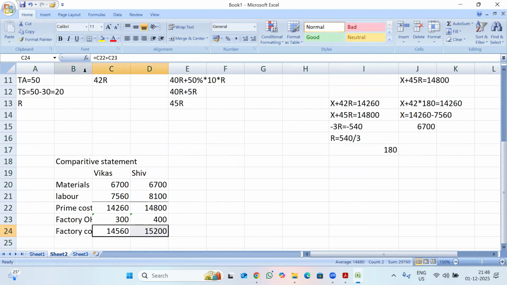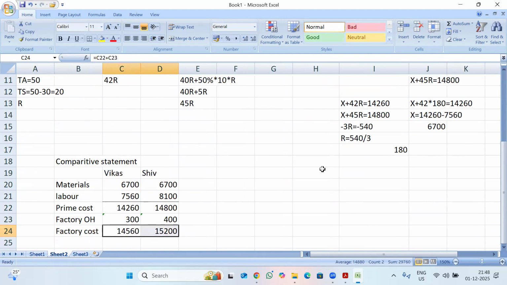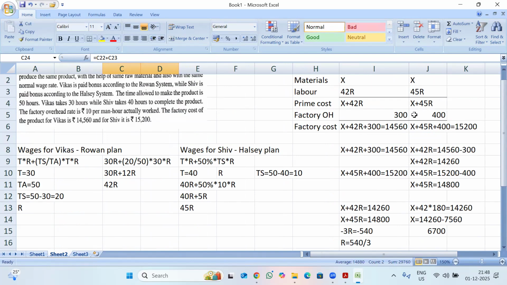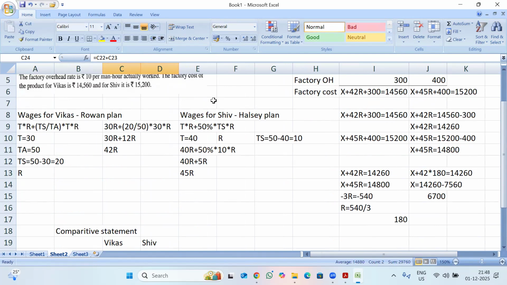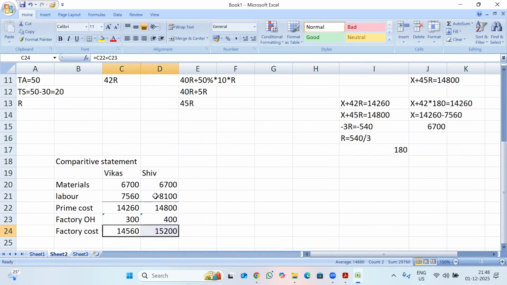So my answer tallies with the question. So I don't have any arithmetical mistakes here. If my answer is not matching with the factory cost given in the question, then I need to recheck my answer.